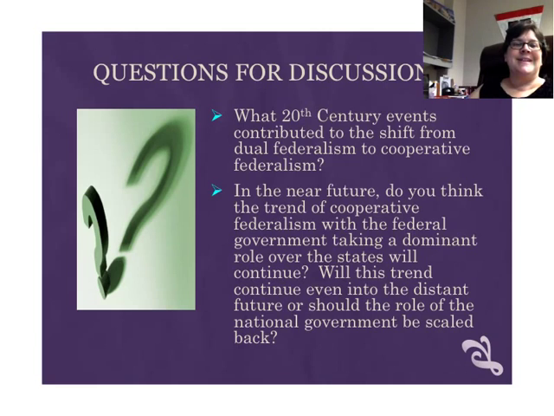So, here are your questions. What 20th century events have contributed to the shift from dual federalism to cooperative federalism? And in the near future, do you think the trend of cooperative federalism with the federal government taking a dominant role over the states will continue? And if so, do you think it will continue into the distant future? Or do you think that the role of the national government should be scaled back and maybe the states should take more control? Be prepared to explain your answers in your face-to-face interview.